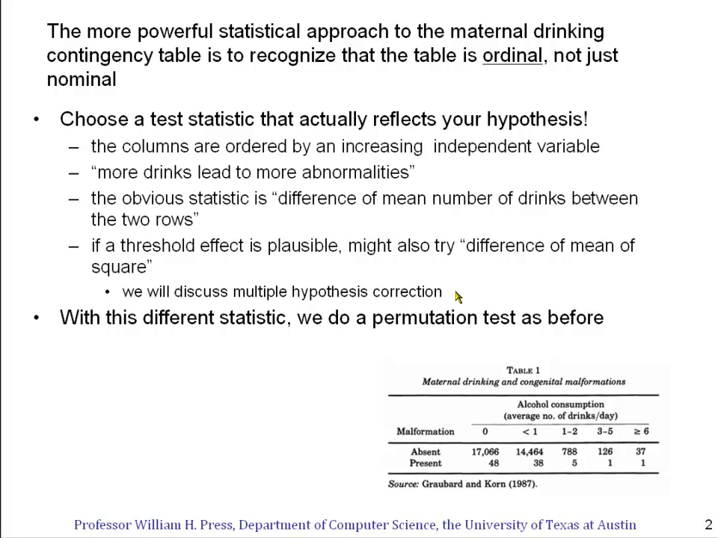Now once I've made up a statistic, mean difference of number of drinks or mean square difference of number of drinks, I go through and I do the permutation test just as before. In other words, I'm still doing a Fisher-Exact test on this contingency table. The difference is just that I've chosen what I think is going to turn out to be a more appropriate statistic.